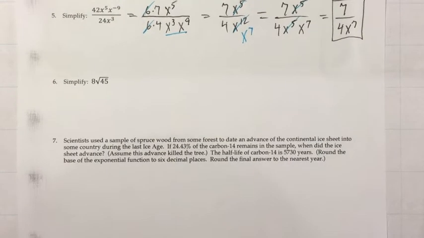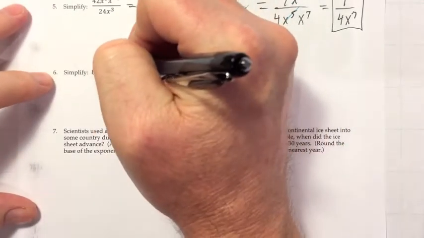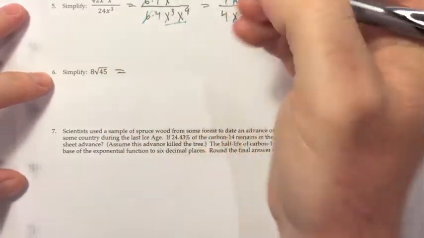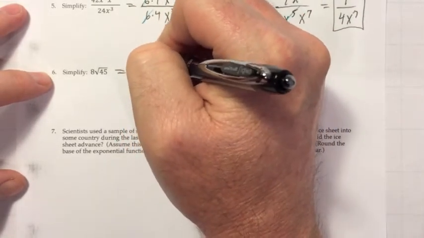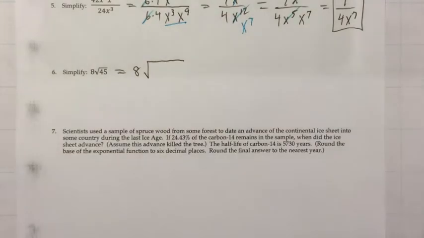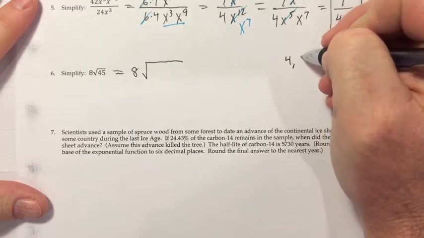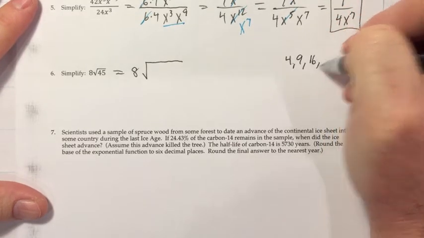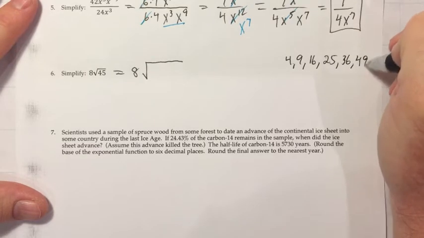All right, let's move on to simplifying the square root. 8 times the square root of 45. 45 is not a perfect square, meaning I can't think of an integer that if you square it gives me 45. So when that's the case, what you want to do is think, can I think of any perfect squares that go into 45? So perfect squares are 2 squared, 3 squared, 4 squared, 5 squared, 6 squared, 7 squared, and so on.